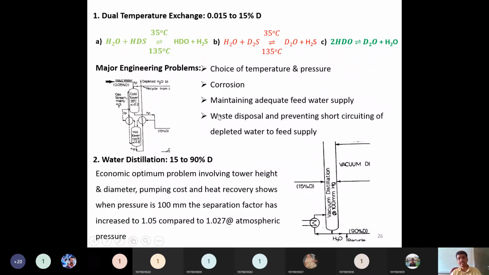What are the major engineering problems in this dual temperature exchange process? First of all, the choice of temperature. It cannot be lower than that, and it cannot be higher than that. We have to maintain the temperatures accurately. Okay, how to maintain the temperatures?